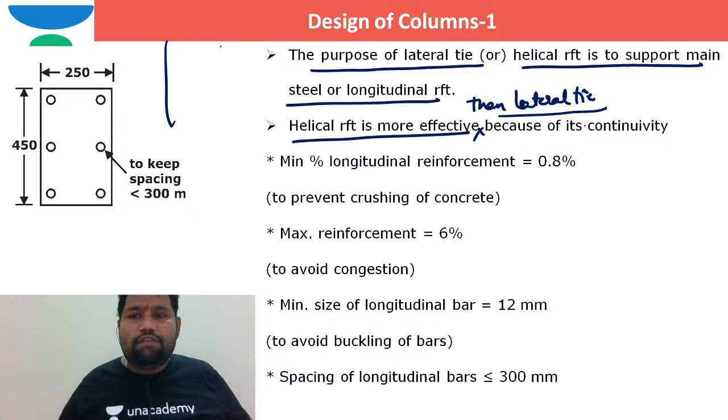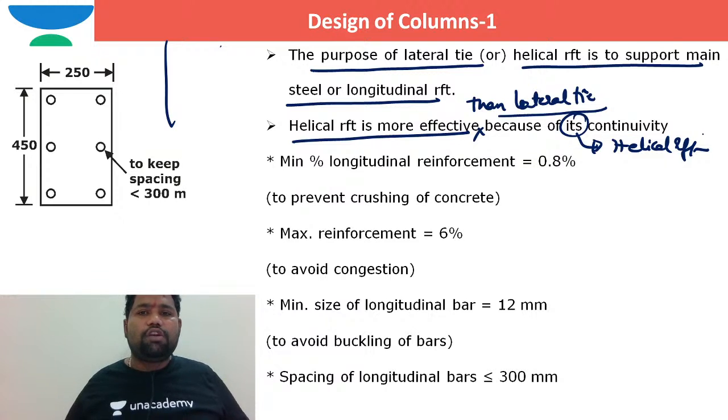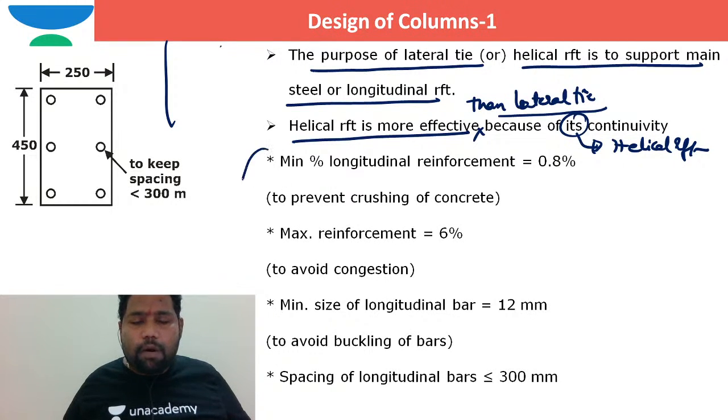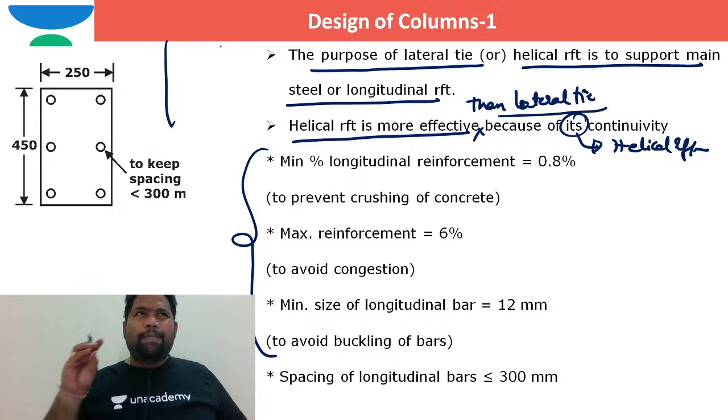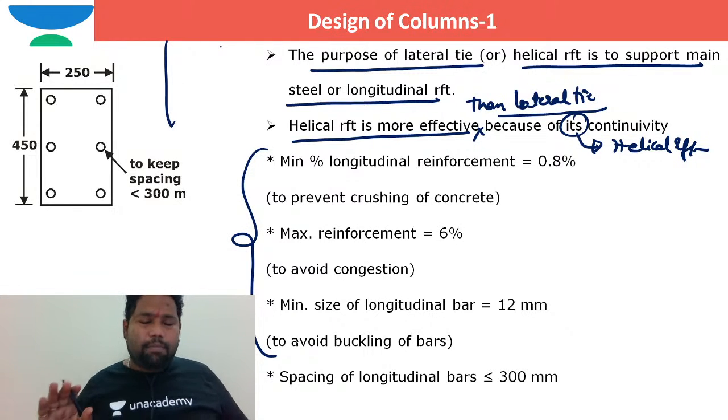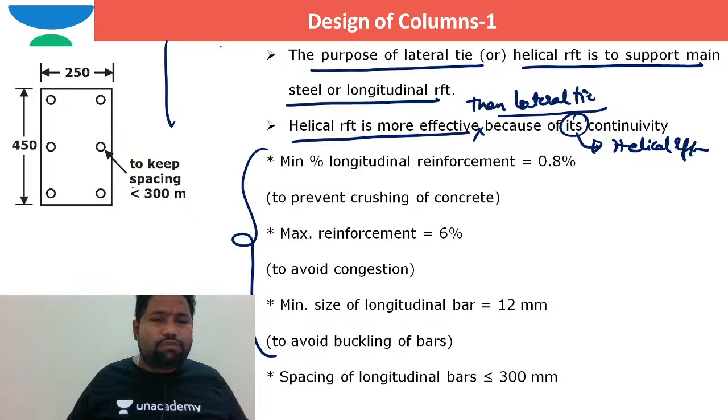Because the helical reinforcement has more continuity. Helical reinforcement is more continuous than this lateral tie. Now some people will say, these are the major important clauses from IS 456 2000. So what are the important clauses from IS 456 2000?